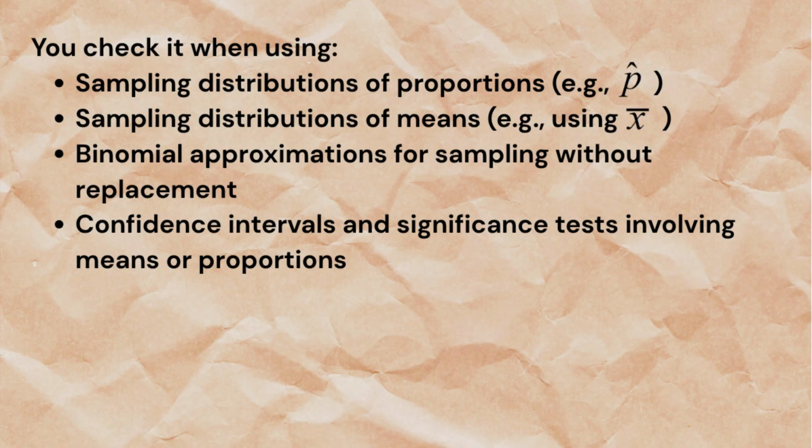And we also need to check it when we're working with confidence intervals and significance tests, because the basis of a confidence interval and a significance test all hinges upon looking at many, many samples that you'd see in a sampling distribution. And we need those samples to all be independent of each other.